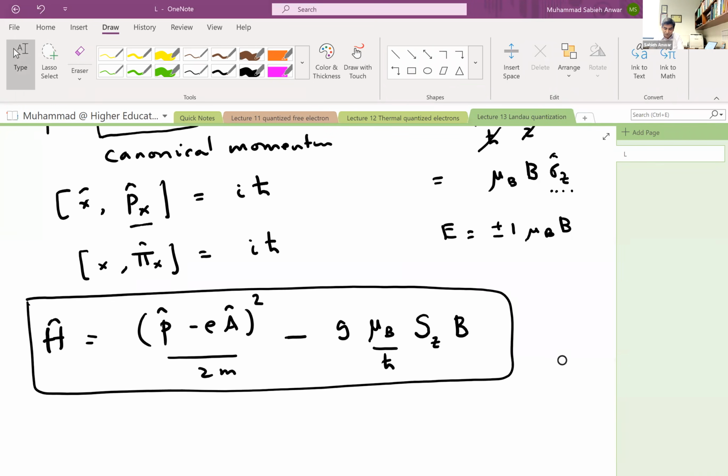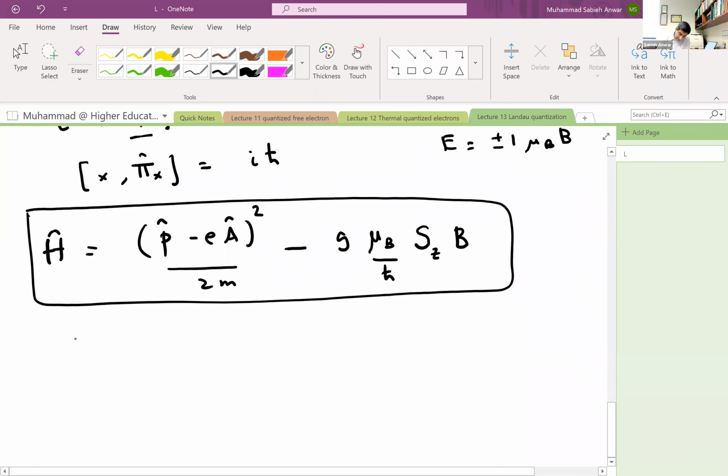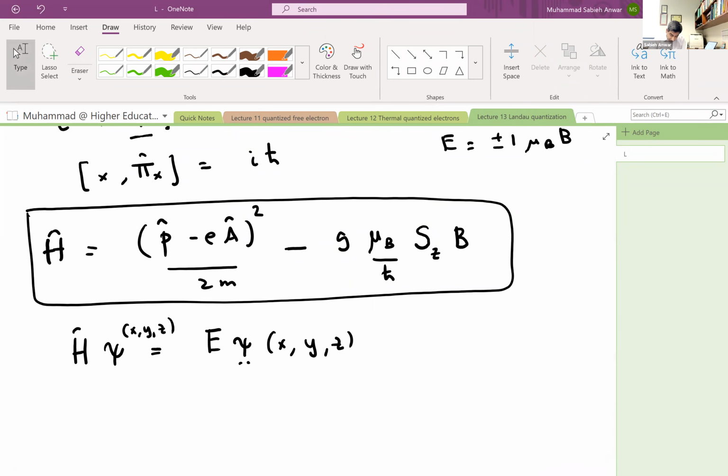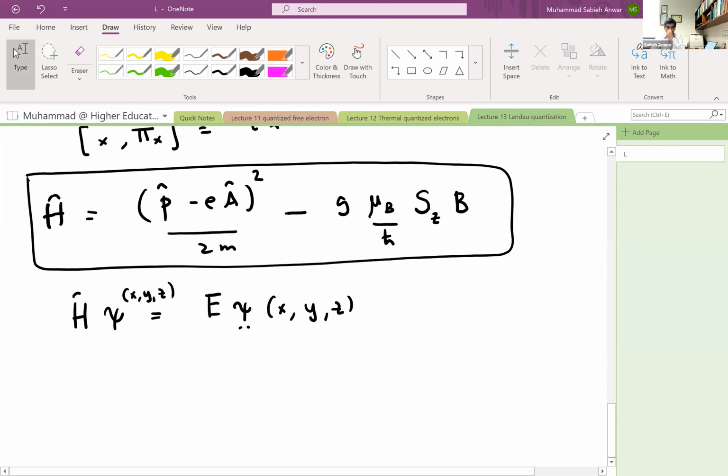And if I were to find out the energies, I would just need to solve the time independent Schrodinger equation, where this psi is now a function of x, y, and z. And let's see how we go about solving this problem. Okay. Now, first of all, we do know certain facts. Let's look at this vector potential first. Now, the vector potential is defined such that if I take the curl of this vector potential, I would get the magnetic field.